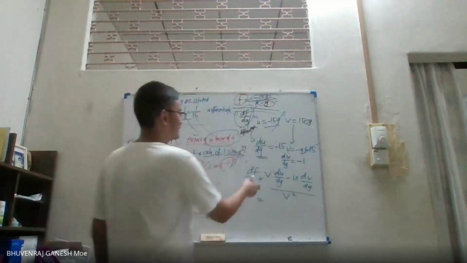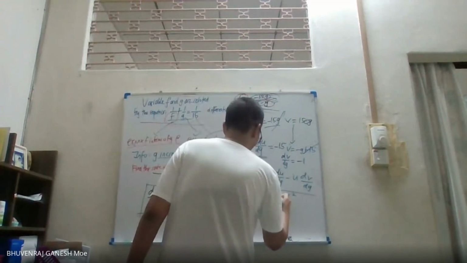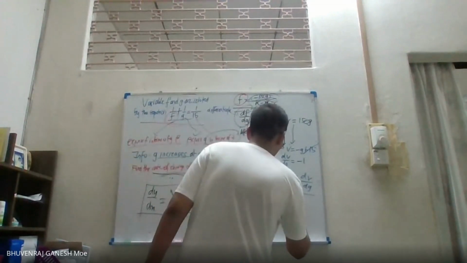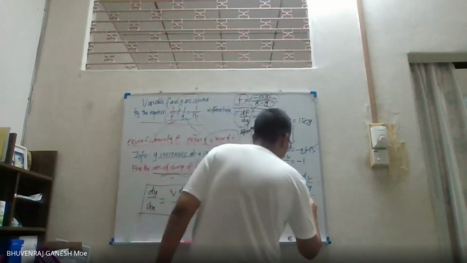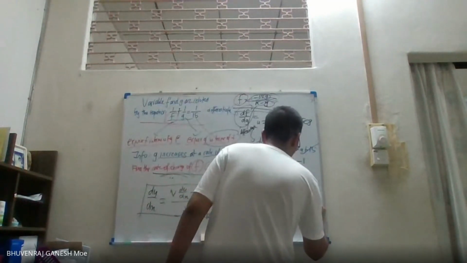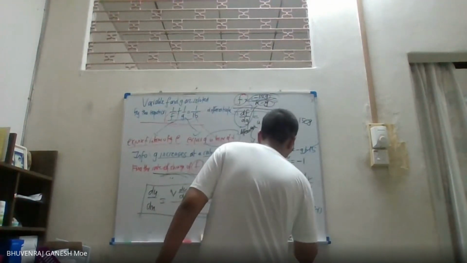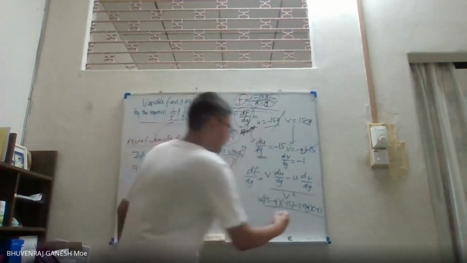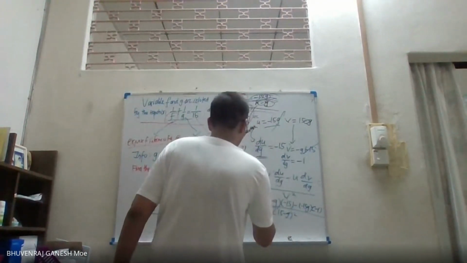So v is 15 minus g. Make sure the bracket is times. du over dg is negative 15, minus u, which is negative 15g. And then dv over dg is negative 1, over v squared. V is 15 minus g, so 15 minus g squared. So this is your df over dg.